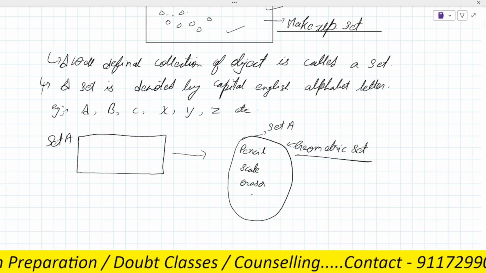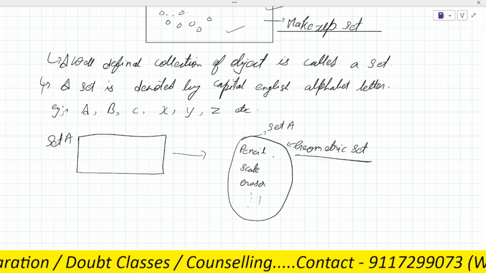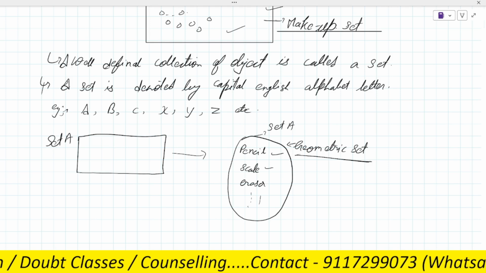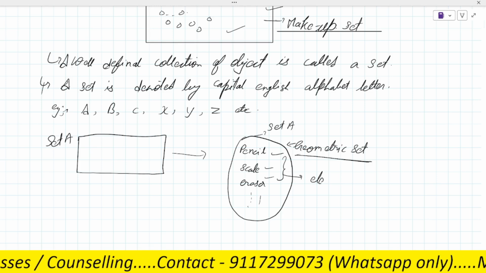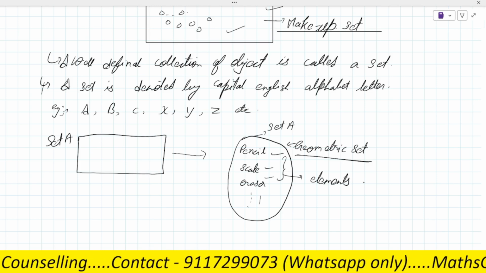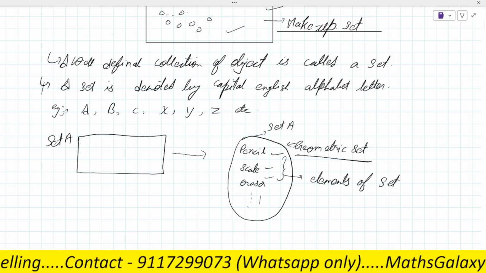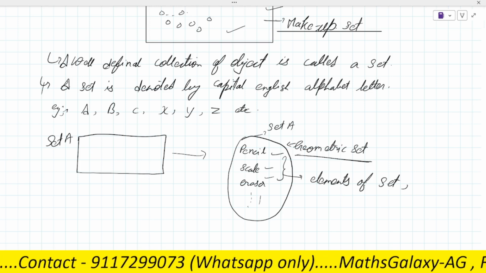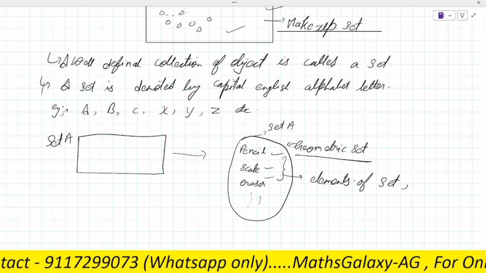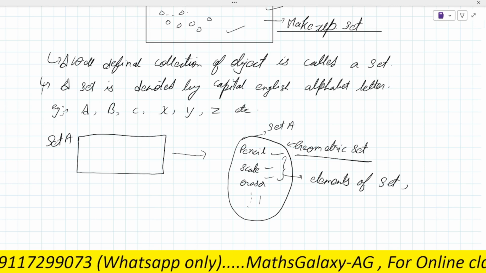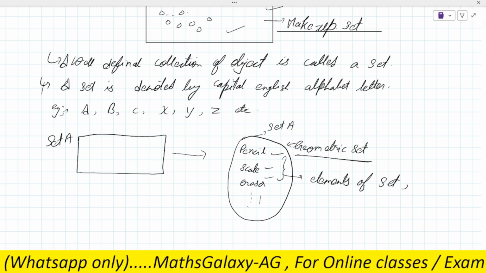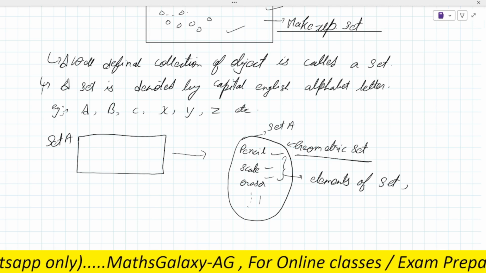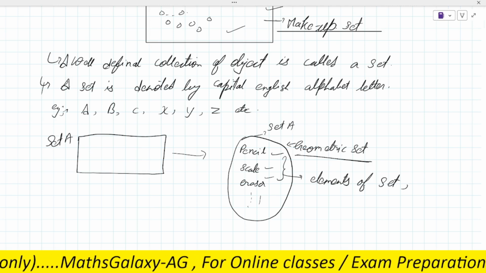Eraser, etc. Okay. So these objects are known as the elements of a set. Is it clear? Here we can say that the elements of this geometry set are pencil, scale, eraser, etc.